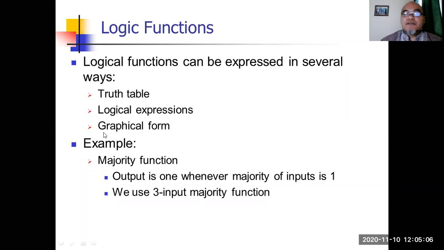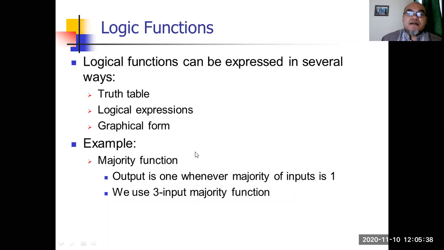We can also express a logical function in terms of a logical expression. So in a logical expression, A dot B is basically AND, A and B. OR is positive, plus, addition. A plus B is addition, while AND is expressed using the multiplication operator. A dot B is A and B.